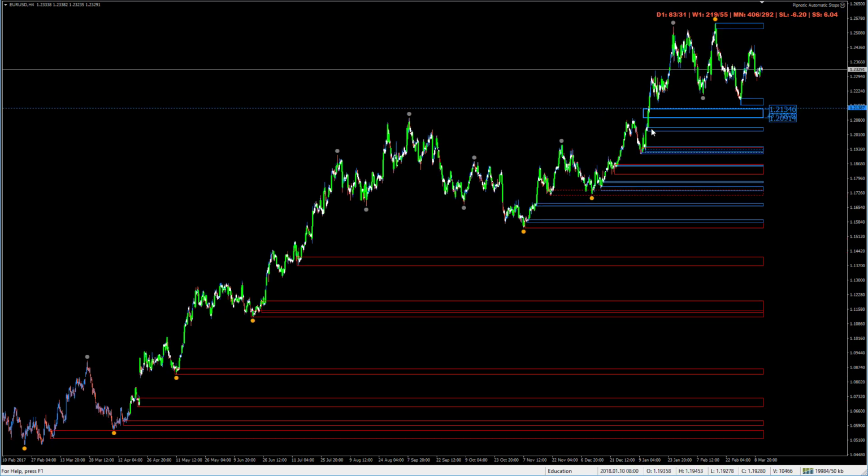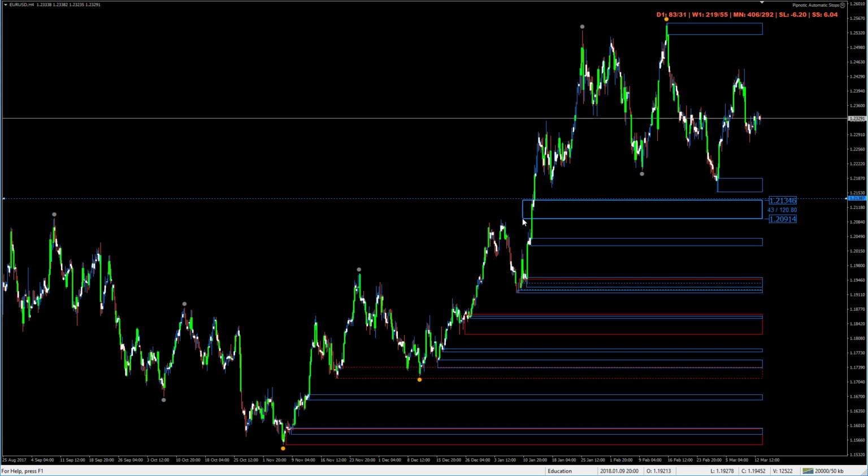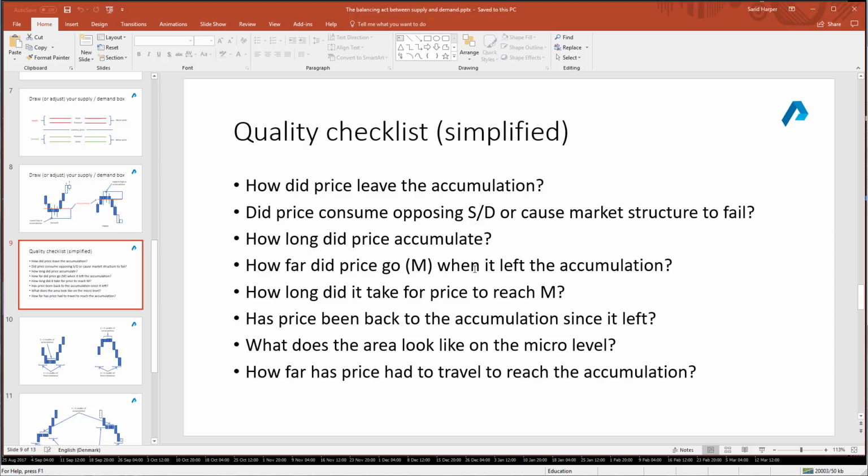Well, when price left here, we managed to move above these highs. So this is a pretty important area to us. But the reason this is interesting is because the origin of the move that caused price to move above this high, turn this purple gray, is down here. Okay, so this is an important point. While this did cause market structure to fail, the origin of the move is down here.